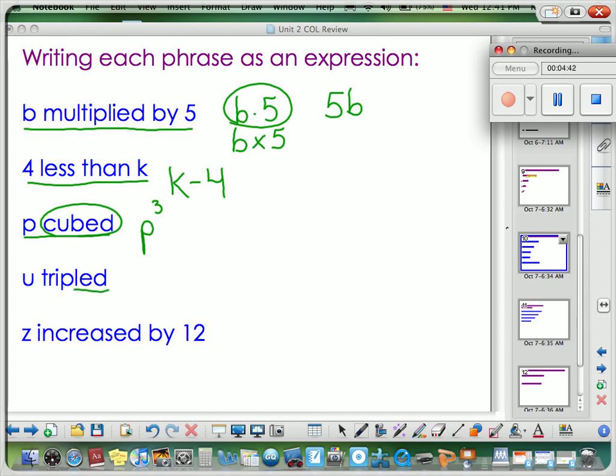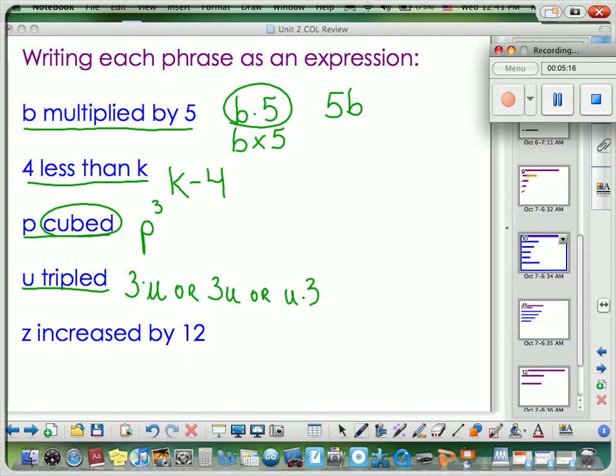Okay? You tripled. When I say you are 2 times the size of Michael Jordan, or you are 3 times the size of Michael Jordan, you are tripling yourself. So you tripled is really 3 times you, or just like b multiplied by 5, you can write it several different ways. 3u or u times 3. Either one of those will be accepted.